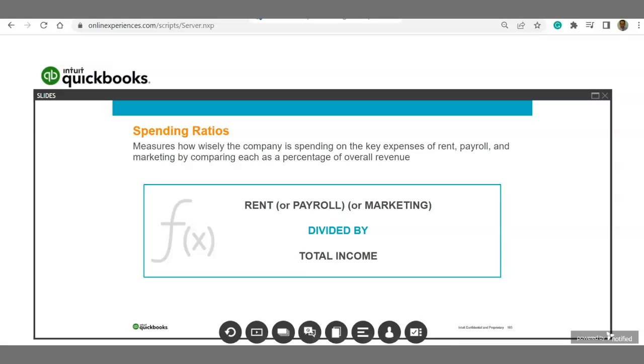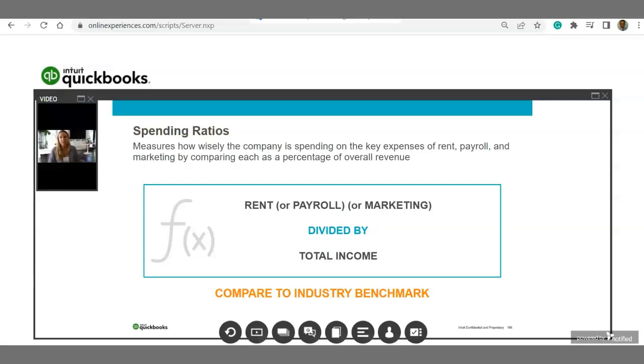Rent, payroll, and marketing are usually significant expenditures on a P&L. So spending ratios are calculated by taking that expense, rent, payroll, marketing, whatever it is, and divide it by total income. It's best to compare your company's spending ratios to others in the same industry or region, because if you just compare it to everybody else in the world, these can be very different for different types of businesses. So compare them, look for benchmarks within your client's business, industry, or profession.